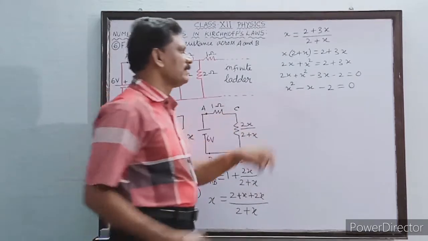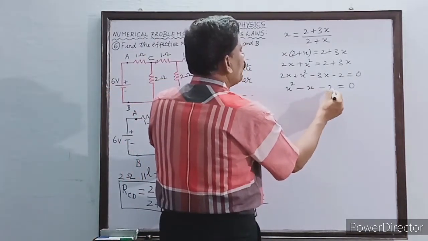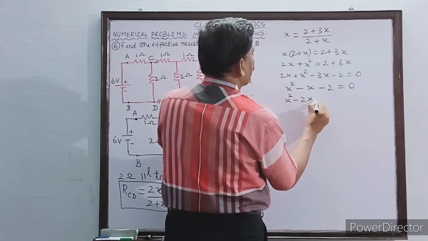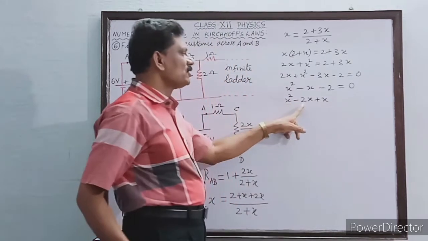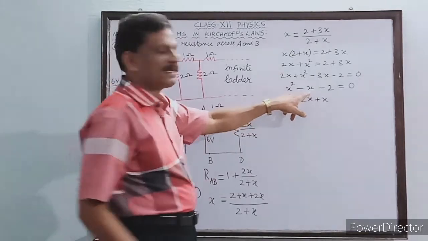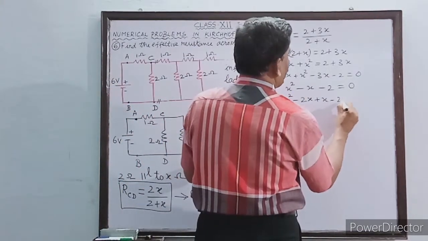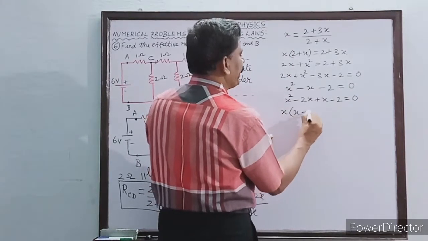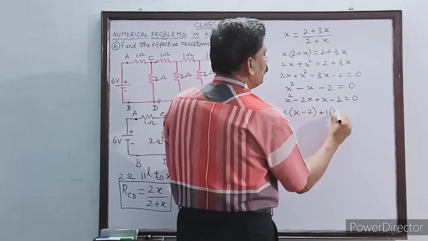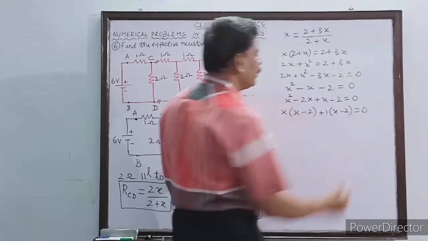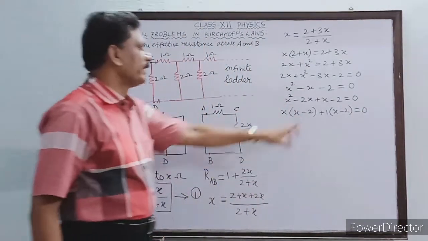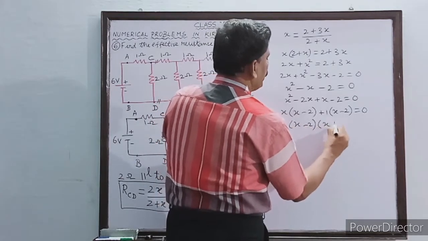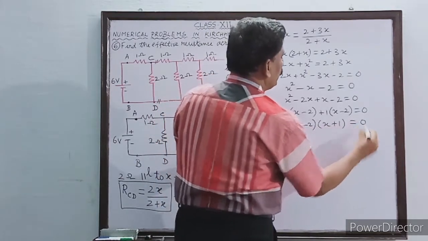And you factorize this. Minus 2 into 1 is minus 2. So this can be written as x square minus 2x plus x, minus 2x plus x, you will get minus x. And the remaining term is minus 2 is equal to 0. So common x into x minus 2 plus 1 into x minus 2 is equal to 0. So again x minus 2 can be taken as common. So x minus 2 into x plus 1 is equal to 0.